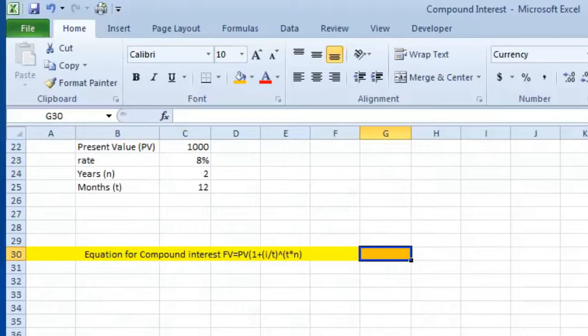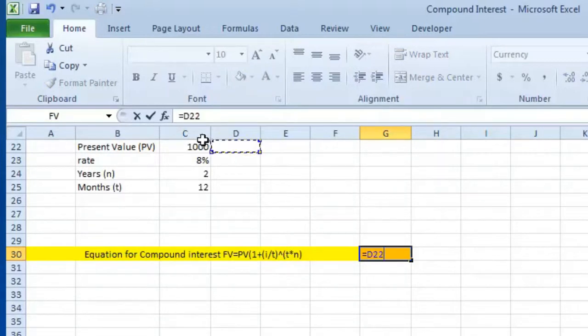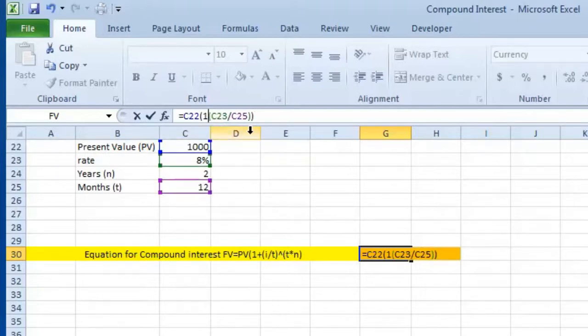So I can do the same thing again. All right, it's my present value, 1 plus my interest rate divided by my months, oops, that needs to be a plus sign. All right, and then it is squared by my months and my years.